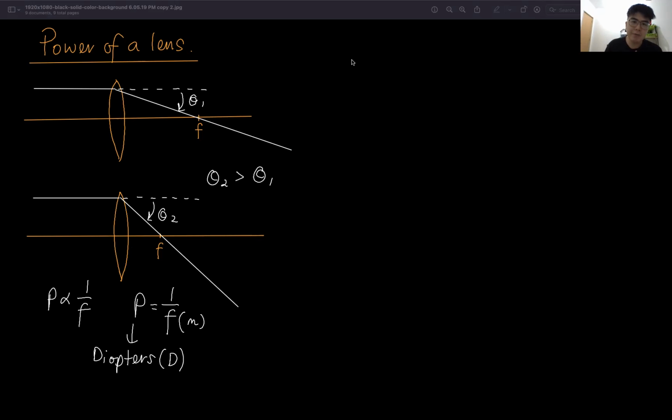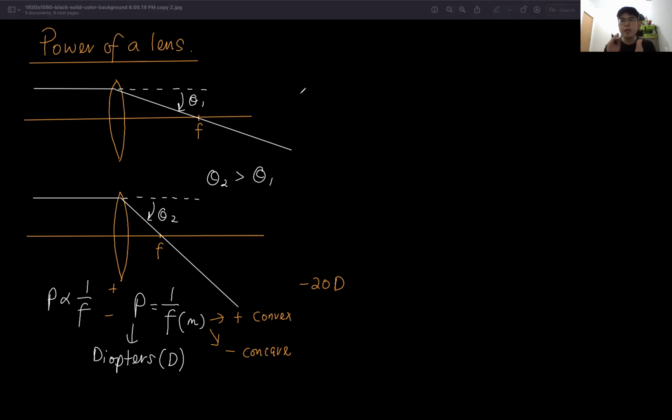So since F can be positive and can be negative, positive what? Convex, right? Convex, and this is concave. That means your power can also be positive and negative. So positive power and negative power. Sometimes in a question, it says that a lens has a power of negative 20 diopters. What lens is that one? That is a concave lens. So powers can take a sign.